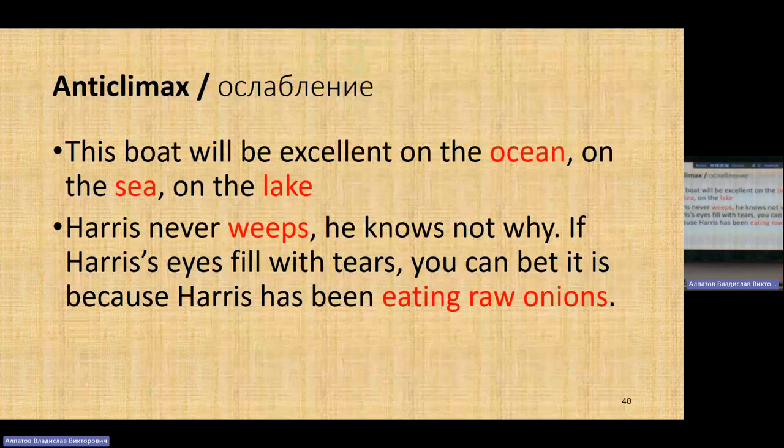Harris never weeps. He knows not why. If Harris's eyes fill with tears, you can bet it is because Harris has been eating raw onions. Right? So the word weeps implies some sort of tragedy or, well, really serious matter. And then if your eyes fill with tears because you have been eating raw onions, that describes Harris as a very callous person. Right? This is from Three Men in a Boat.